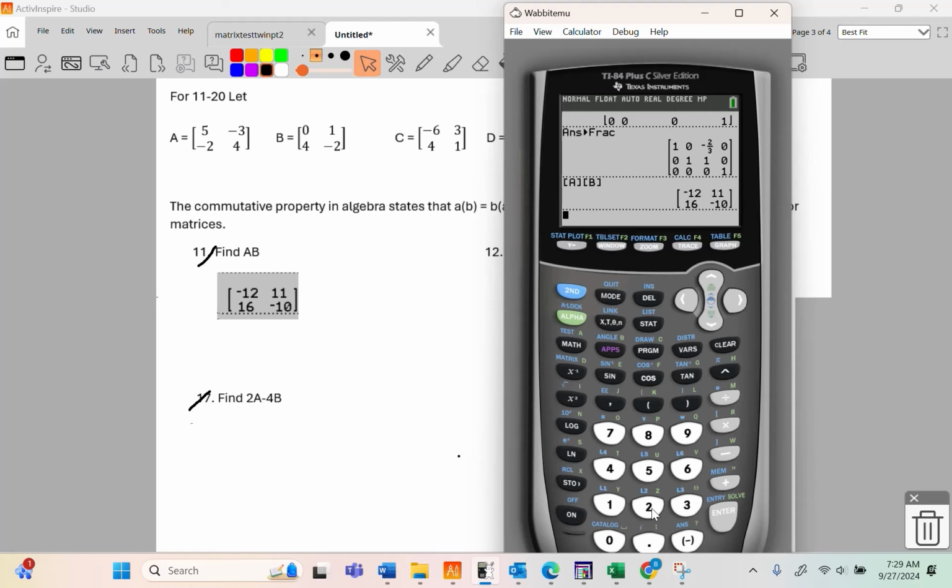All right, the next one is 2A, so I'm going to push the 2 button. Then I'm going to go to matrix. I'm going to highlight A. There's a minus. I'm going to press the minus button. I see a 4. I'm going to press a 4. Going to go to matrix. Going to highlight B. Going to press enter.